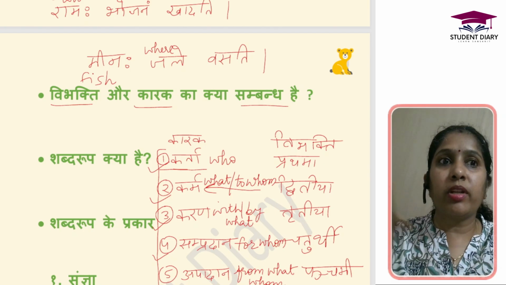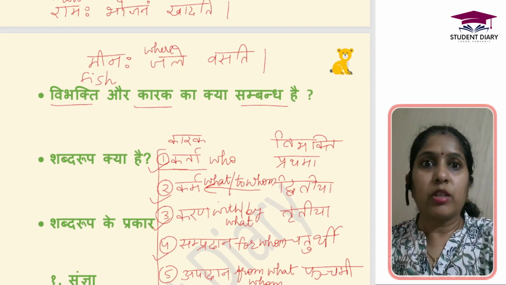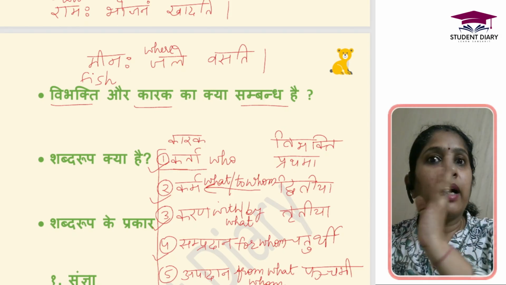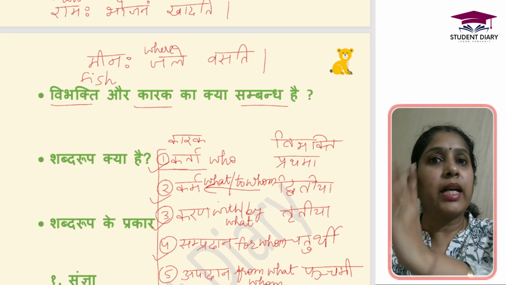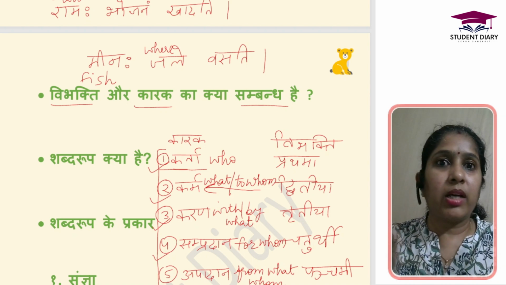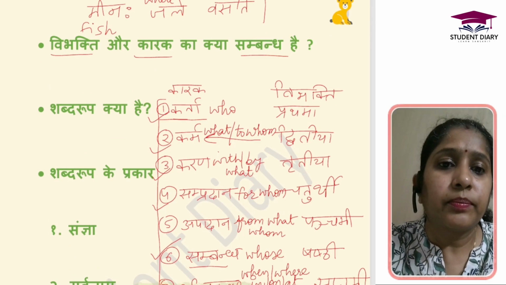So, what is the relationship between the Vibhakti and the Karak? For every Karak, we have a particular Vibhakti. So, if we know the Karak, then we can understand which Vibhakti we have to use, right? Or vice versa, if we know which Vibhakti is there, then we can understand which Karak has been used here, right?